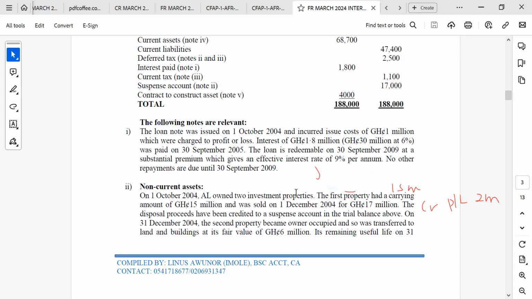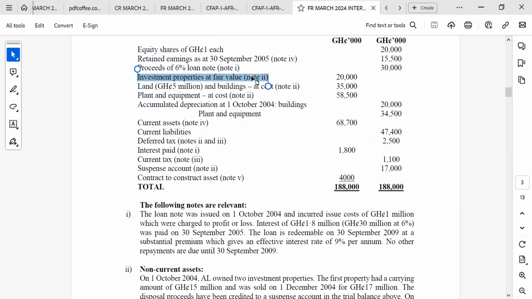Okay, but let's look at this one. Let's look at how this particular transaction has been recorded. That should be the correct thing that they should do. Let's look at the trial balance and see whether we still have investment properties over there. We still have investment properties, isn't it? Yes. So instead of them crediting the investment property with 15 million and also crediting profit or loss with 2 million, they have decided to do the corresponding entry in the suspense account, isn't it? So it means that we have to go and remove the money from the suspense account and now do the correct thing. How do we do the correct thing?